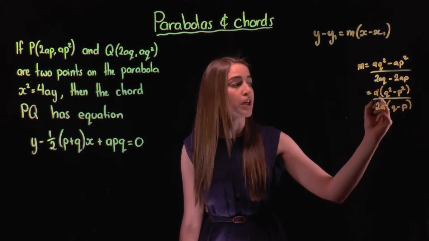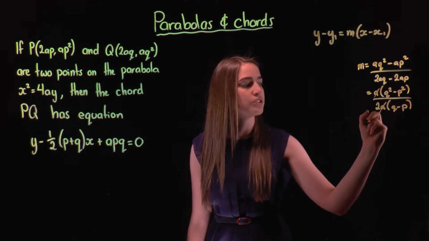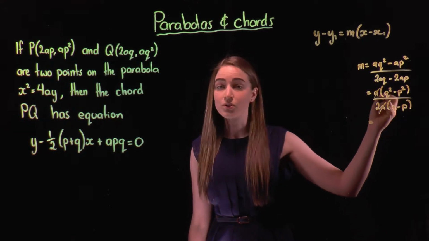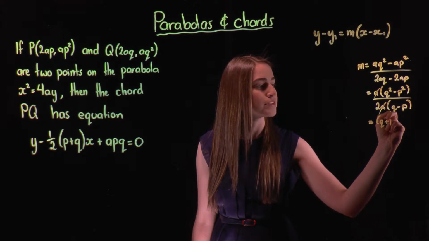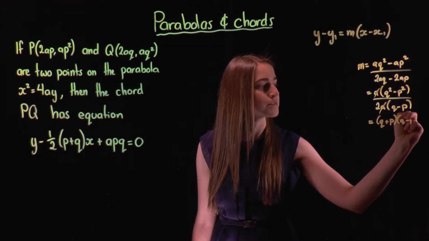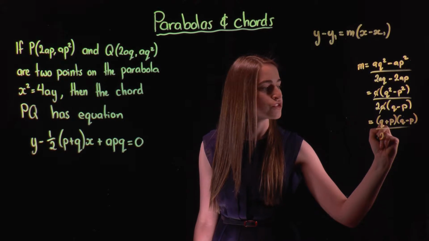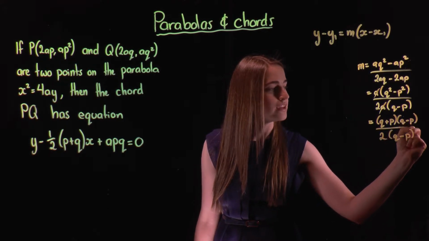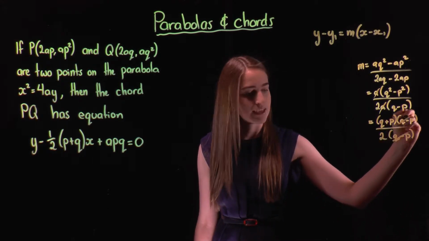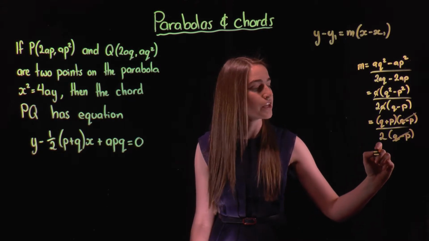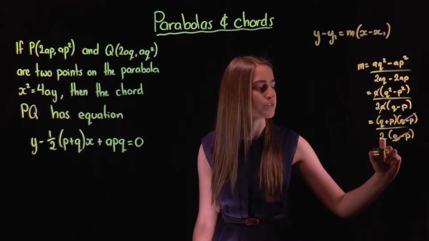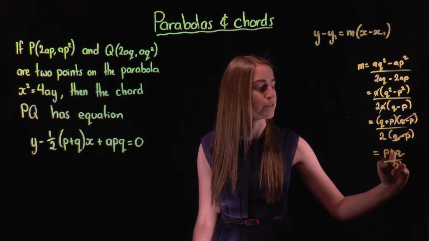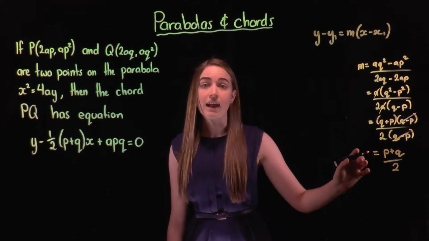Now, numerator and denominator both have an a, so I can cancel that through. And in the numerator, this bracket is also the difference of 2 squares, so I can factorize that to q plus p, q minus p, over 2 outside of q minus p. Now, those q minus p's cancel out, and I'm just going to end up with q plus p over 2. I'm just going to rewrite that the other way around so it's in alphabetical order, not that it really matters. So that there is our m.